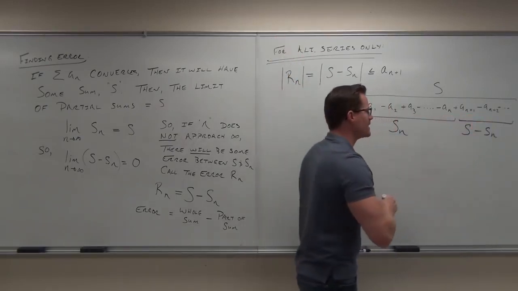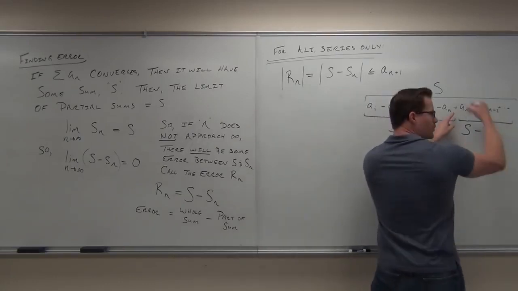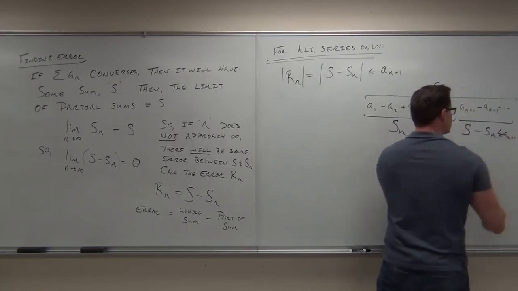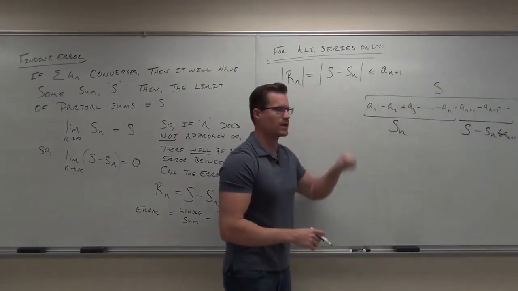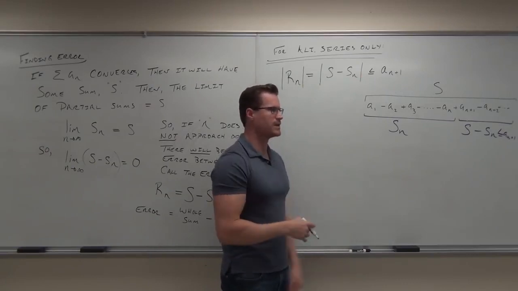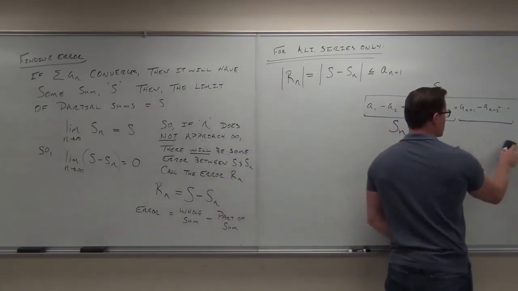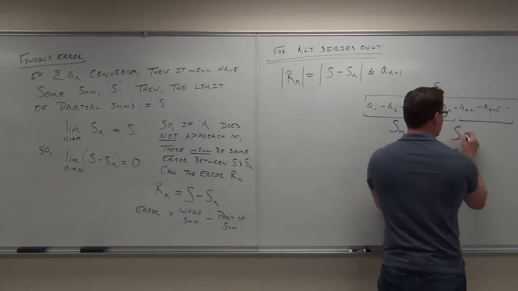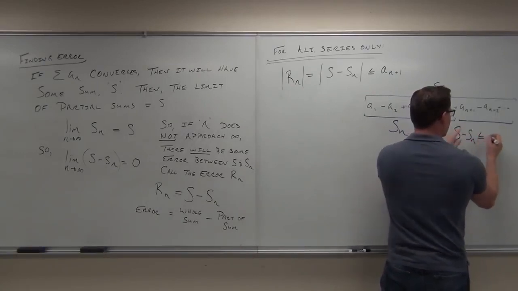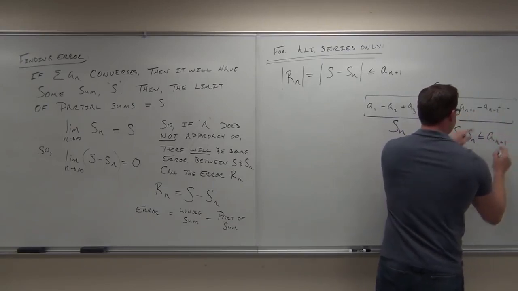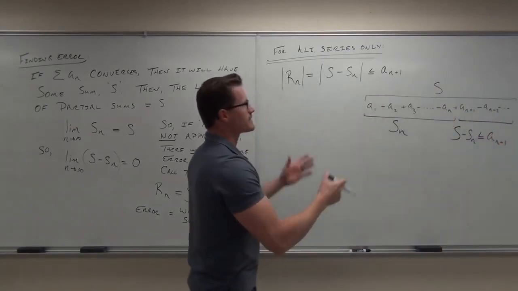Well, if that's the case, then what we know is that this whole thing must be less than or equal to a sub n plus 1. And that's exactly what we're getting right here. That's the whole idea. I'm going to write that. Hopefully you guys can see it a little bit clearer. So this is s minus s sub n. It must be less than, because it's decreasing, because we're alternating, a sub n plus 1. And that's exactly what we have.